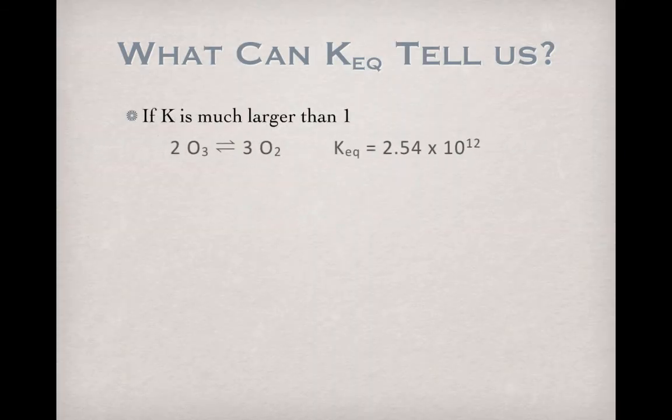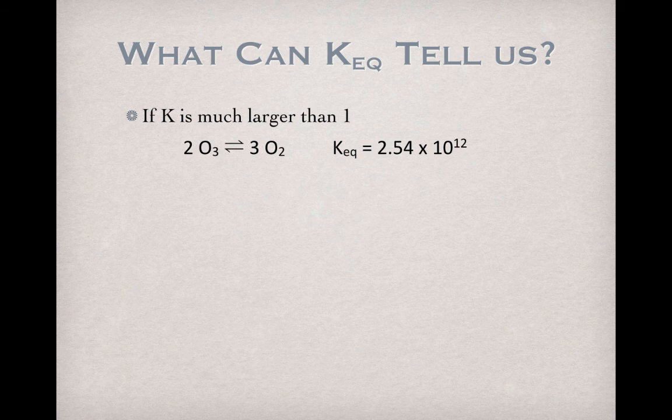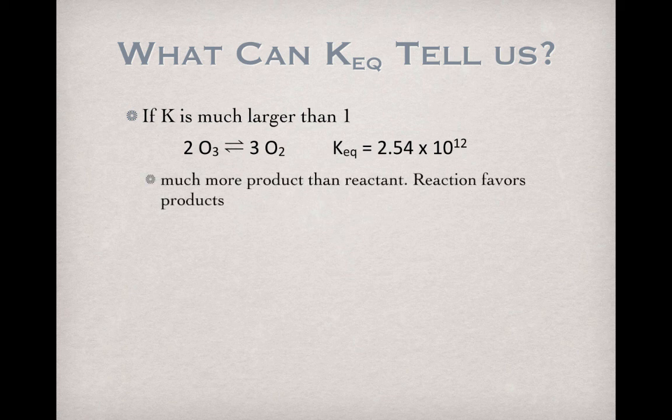What does the value of that equilibrium constant tell us? Well, it can tell us where the equilibrium lies. What can I expect to find inside my reaction vessel once that reaction reaches equilibrium? If the equilibrium constant K is much larger than 1, and here's an example of ozone turning into oxygen, it has an equilibrium constant of 2.54 times 10 to the 12th, that's a lot larger than 1. What we're going to find in the reaction vessel at equilibrium is a lot more product than reactant. So for this type of reaction, we would say that the reaction favors the products.